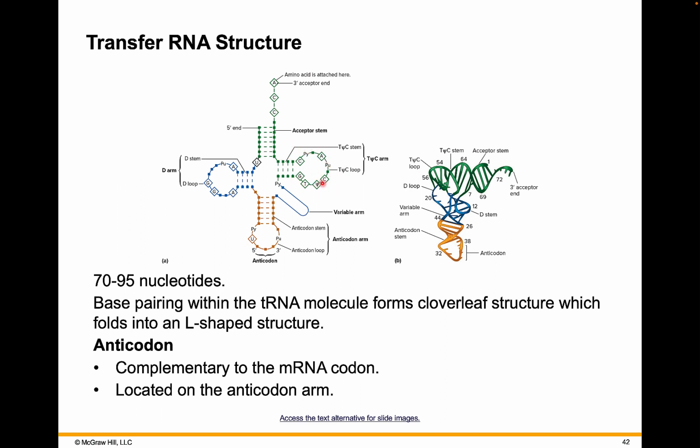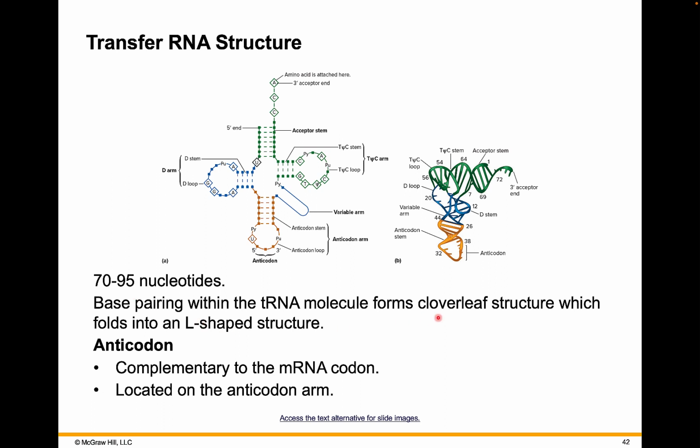They all have different functions in there, which is beyond the scope of this course. And right here is the acceptor arm, and at the end of the acceptor arm, the specific amino acid is attached right here. So that's basically the other end. So this is your schematic of a tRNA in the secondary structure, which is about 70 to 95 nucleotides long.